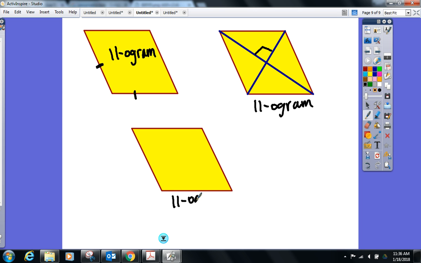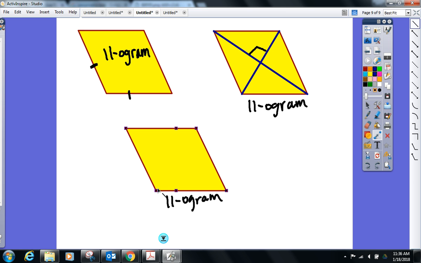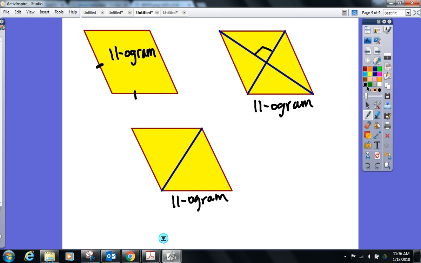If it's already a parallelogram and one of the diagonals bisects the angles it's drawn to, yes. So congruent, congruent. Yep. So those are 3 ways to get a parallelogram to be a rhombus.